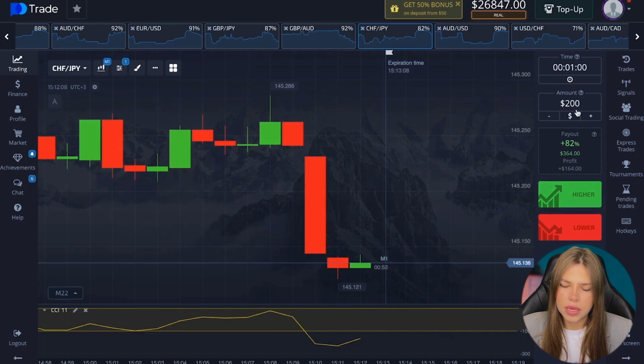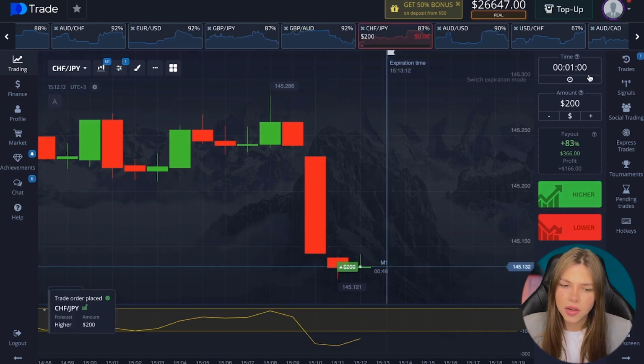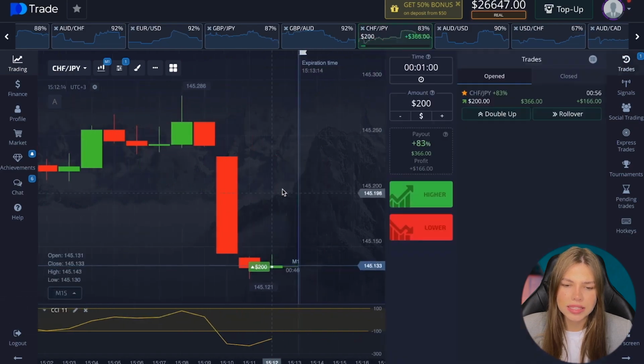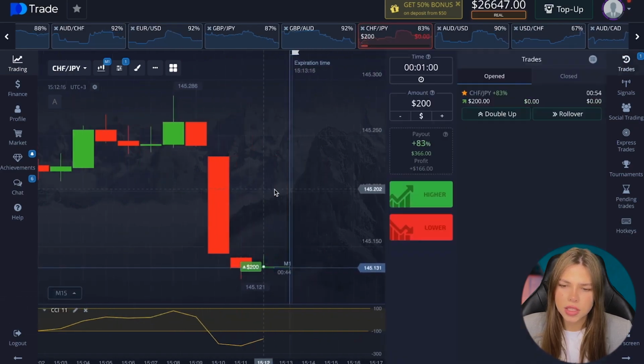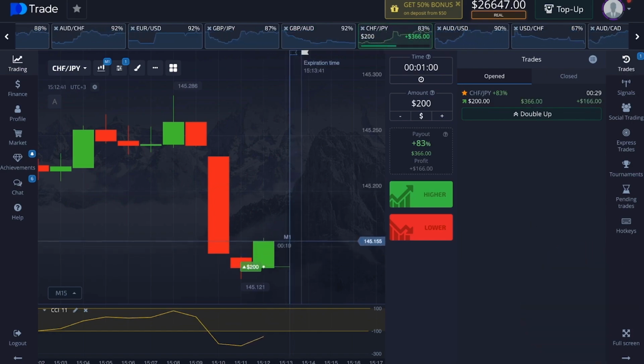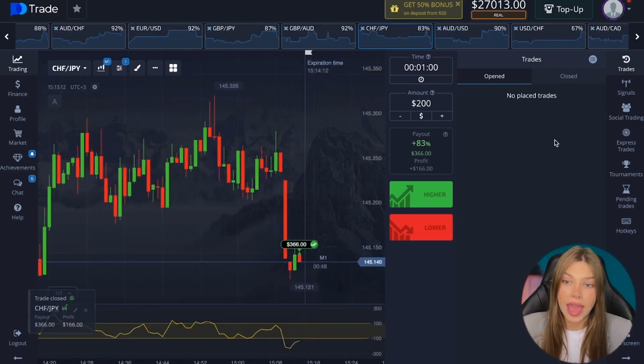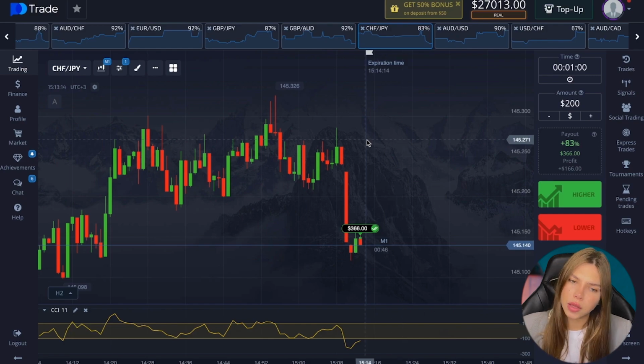Let's try to trade on the increase here. There is a risk in this deal, in fact, but still this indicator allows you to trade in such situations. We have set it, so just check how it works. The deal is open, so let's watch. Okay, great, a plus, so we can go further.